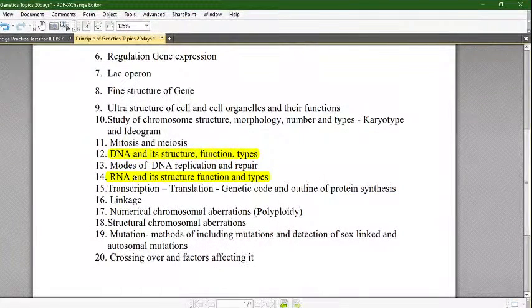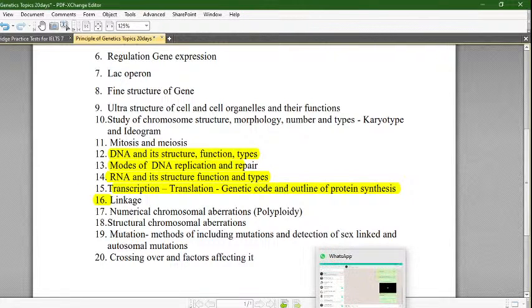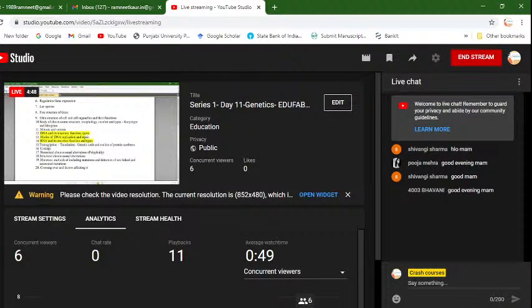Today we have to start with DNA replication, transcription and translation, right? So we have to cover replication, transcription and translation today.